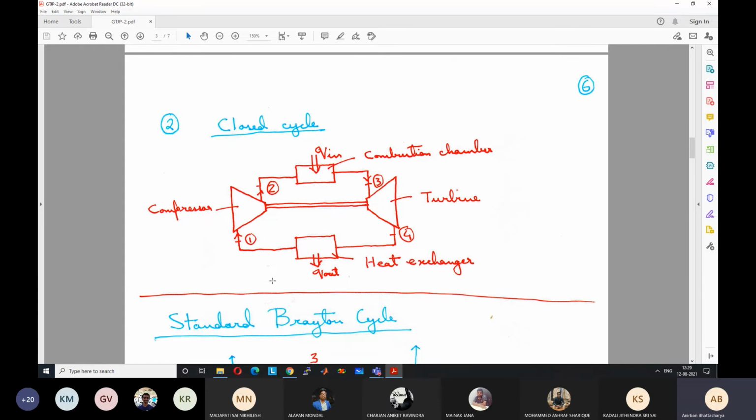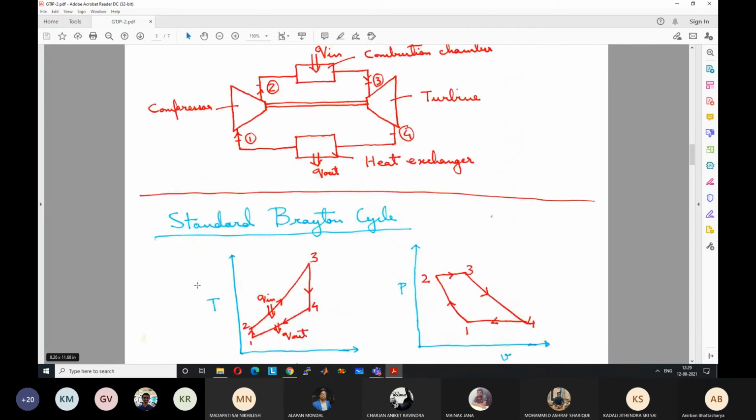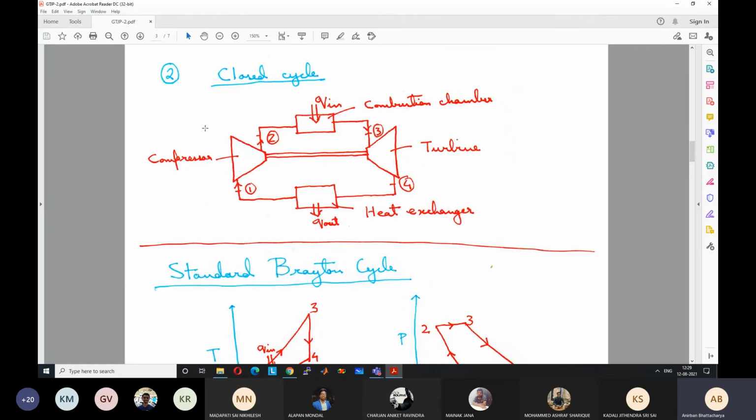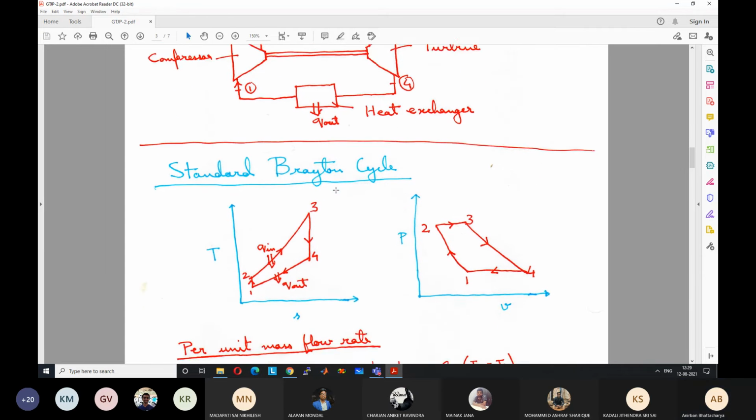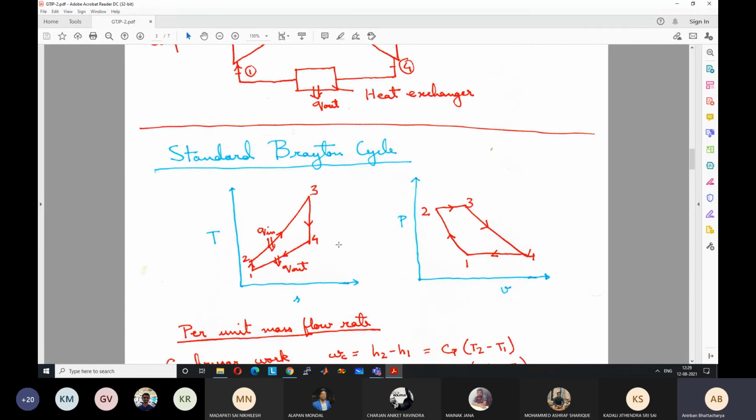So the maximum temperature in the cycle occurs at this point 3 after the combustion chamber, and the minimum temperature in the cycle occurs at this point 1, which is the ambient temperature. So this is known as the closed cycle, and this is the standard Brayton cycle that you have studied previously. Okay. So how does this look like?